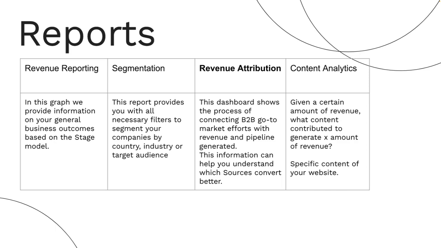Revenue attribution will show you, and that is where we actually analyze quite well, what channels are contributing and working best. And then content analytics will show you, given a certain amount of revenue that you generated, what content on your website actually performed well enough to contribute to this revenue. So we're looking at specific content on your website that has been mapped out before. How to map out that content, we have a specific video for that, which will not be explained here.